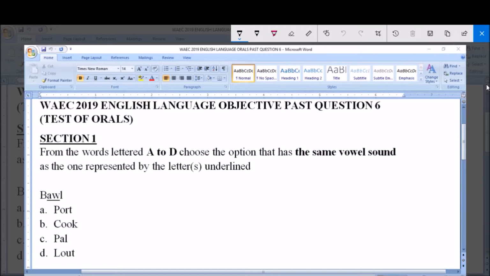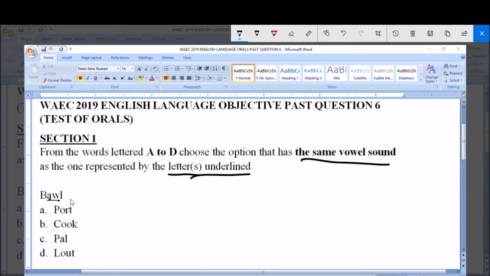The instruction is, from the words lettered A to D, choose the option that has the same vowel sound as the one represented by the letter or letters underlined. So we have ball. Ball is the word, and letters A and W are underlined. So option A, pot; B, cook; C, pal; D, lout.